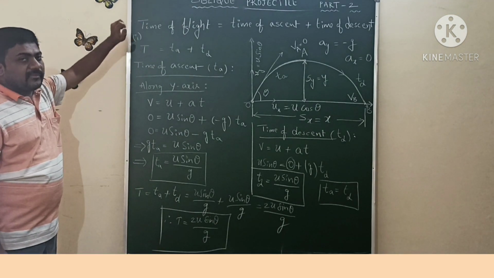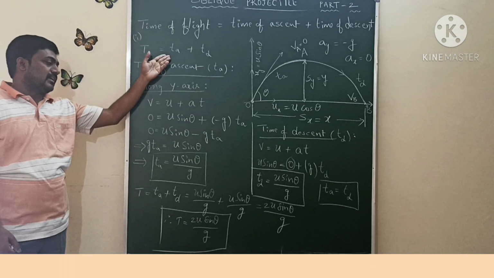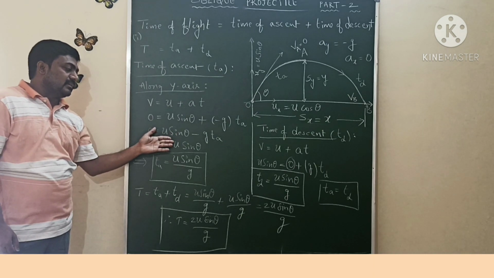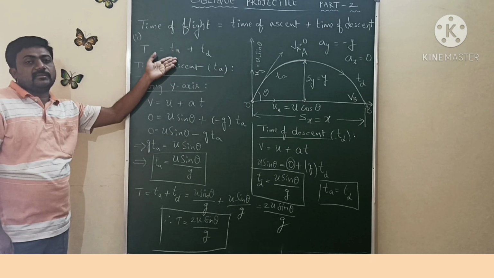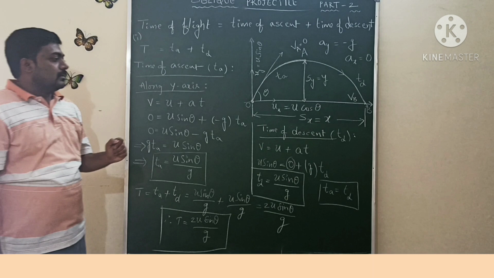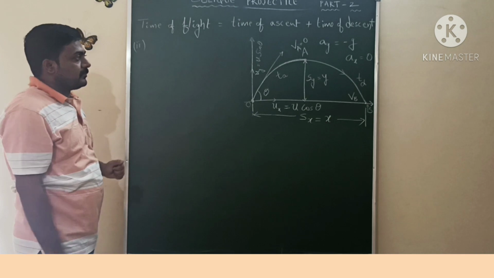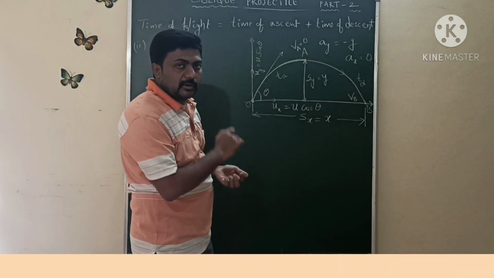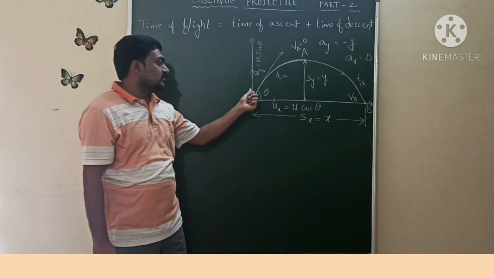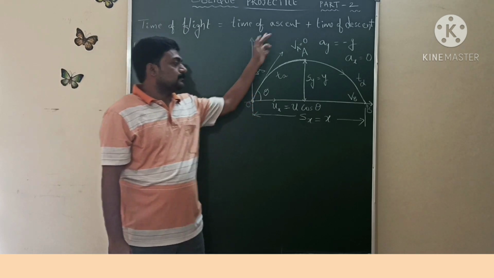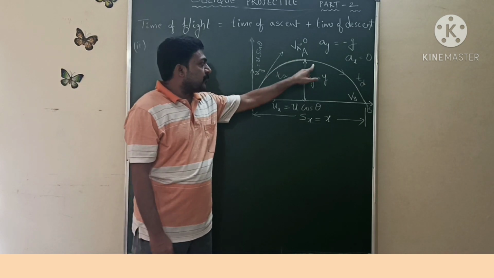Already we said the time of flight equation can be derived in two ways. This is one of the ways. In this way, first time of ascent is calculated, then time of descent is calculated, then total time of ascent plus time of descent, that is time of flight. Now the second way. So what is called time of flight? Time of flight means time taken by the projectile from starting point O to ending point B. In this entire time, it is spent in air only.